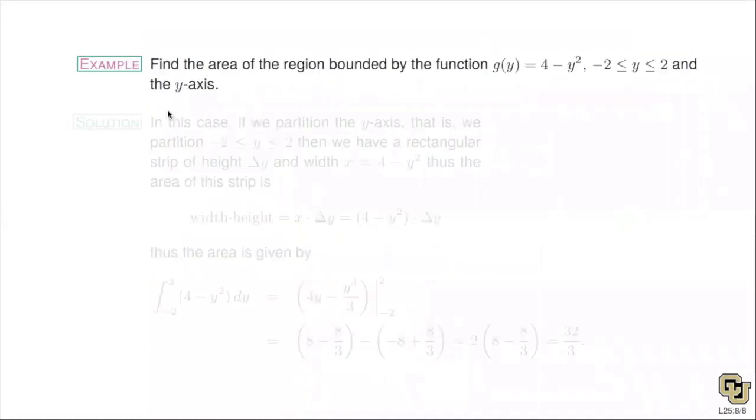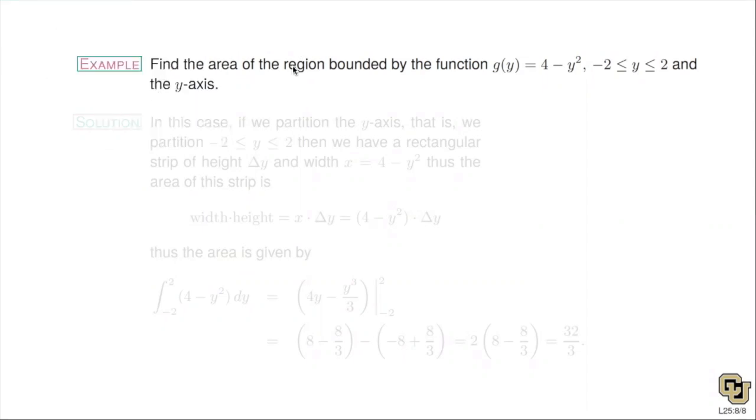So one last example here to end section 4.3. Technically this would be fair game for the test, everything we've discussed so far. Here it's still an area problem, nothing new. We want to find the area of the region bounded by the function g of y equals 4 minus y squared, y between -2 and 2, and the y-axis.